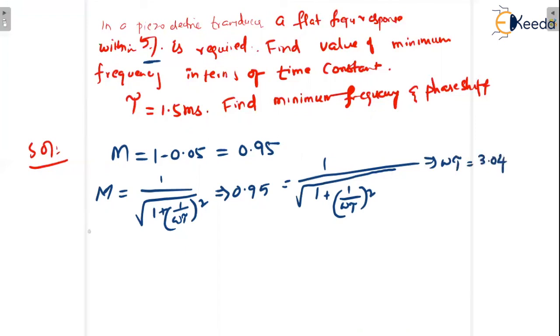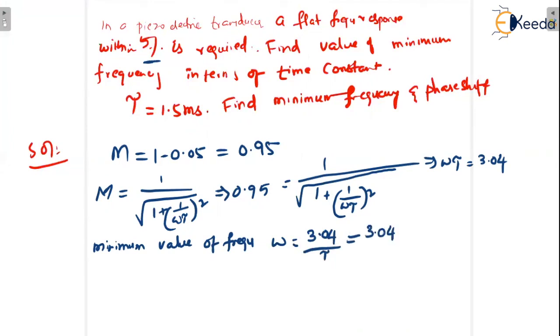You can calculate it. And the minimum frequency is, the minimum value of frequency omega is equal to 3.04 by time constant. What is the time constant that is given for us? It is 3.04 by 1.5 milliseconds. So this will give you 2.02 into 10 power 3 radian per second. The last one is phase shift.